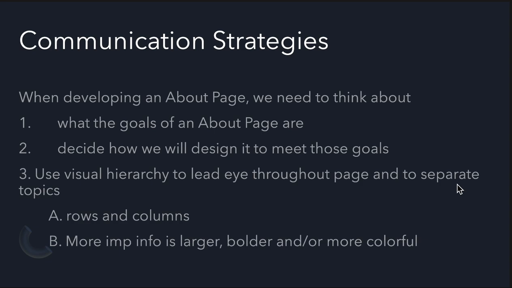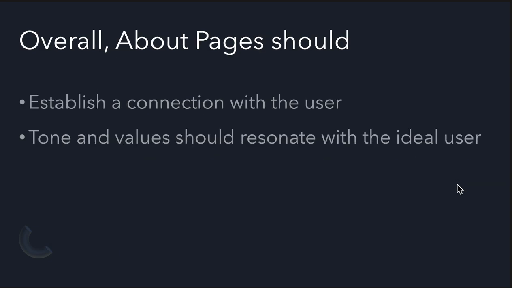All right, so communication strategies. Just overall, what do we need to think about? First of all, we need to think about what the goals of an about page are. We need to decide how we will design it to meet those goals. And we need to use visual hierarchy to lead the eye throughout that page and through separate topics. We should be using rows and columns. And remember that more important information needs to be highlighted in some way, such as maybe it's larger or bolder or more colorful. But overall, your about page should establish a connection with the user.